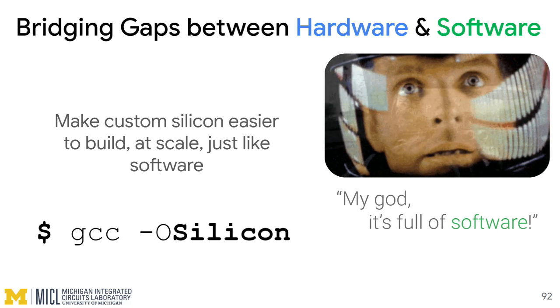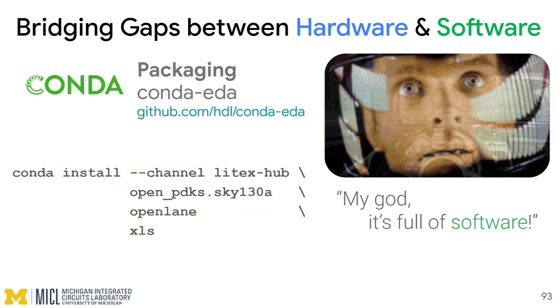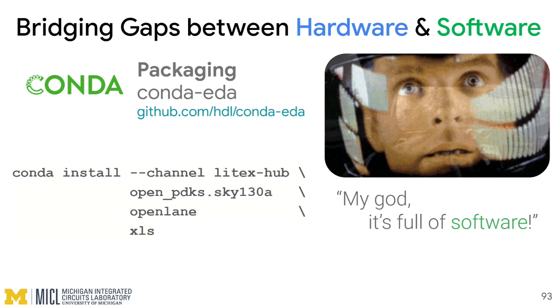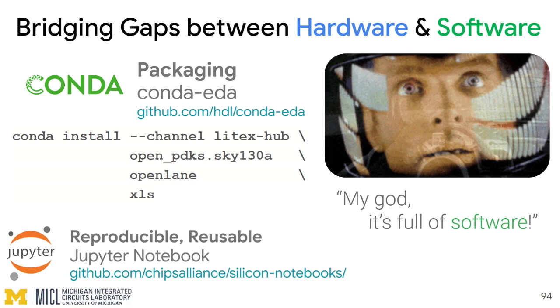The other part of my work is to make custom silicon easier to build at a larger scale, just like software. The goal here is to have a GCC for optimizing silicon. So this is the long-term vision. There's a lot of software, obviously. So we started with conda packaging. There's a lot of work done with Google here to get this available for everyone. But basically today, if you go to your machine and just run conda install, you can get all the tool chain for digital design or AMS design, which is great, right?